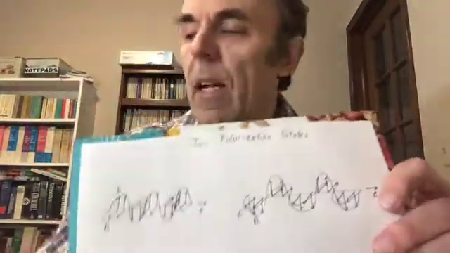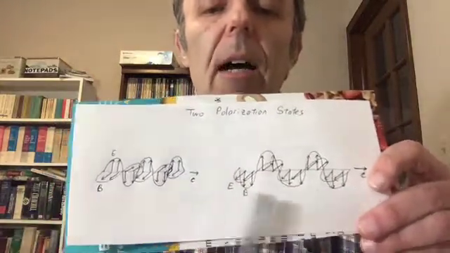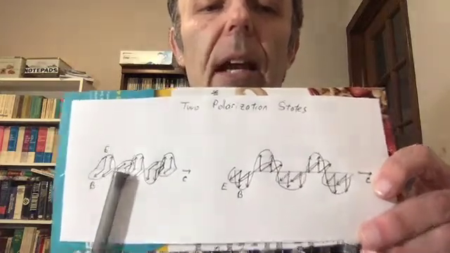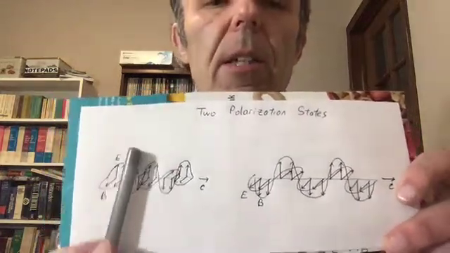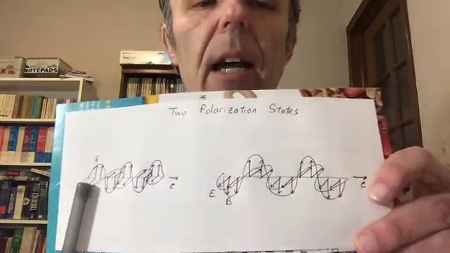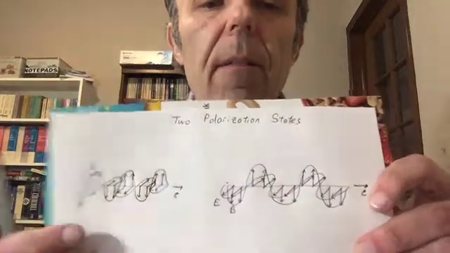Light has two polarization states. Now, what does that mean? Well, we talked about light earlier. Light is an electromagnetic wave. It has an electric field which points in one direction and a magnetic field perpendicular to it. And the whole thing propagates in this direction with the speed of light.